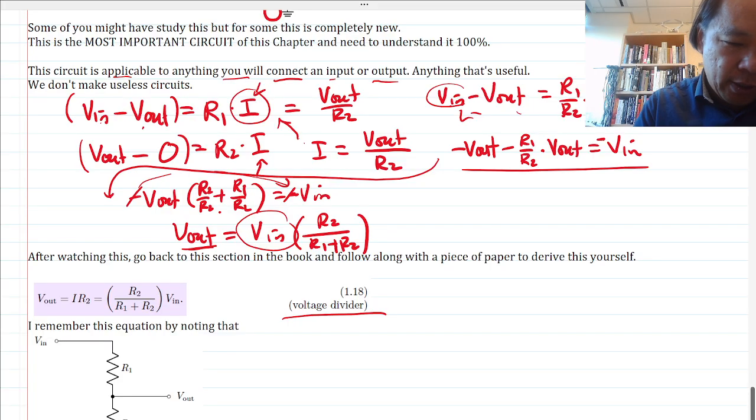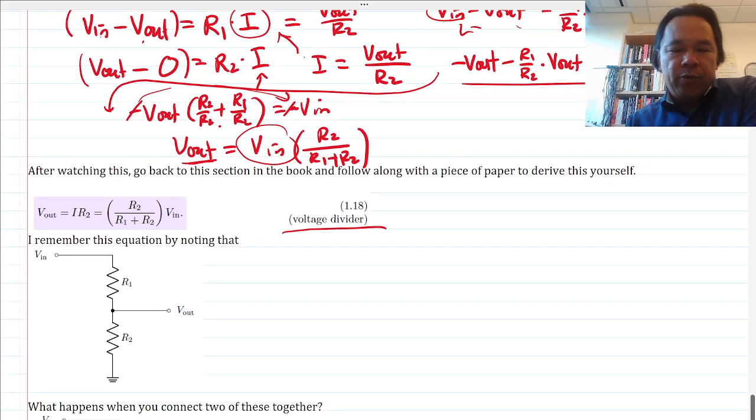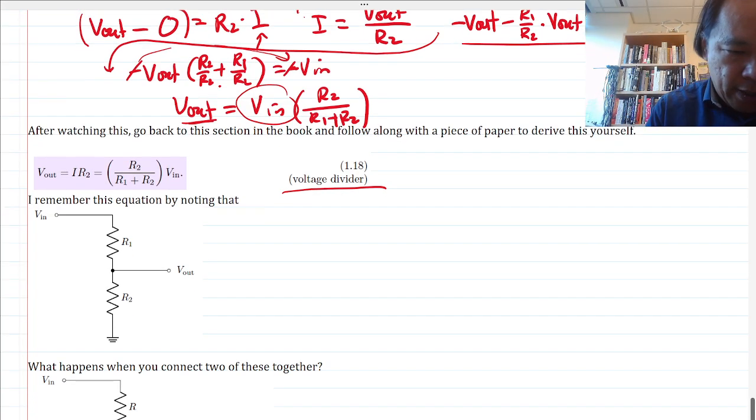After watching this, I would literally just do it myself, look at how the book does it, and hopefully see this as many times as possible. That way you get used to doing this and know this equation by heart, because we're going to use it a lot.